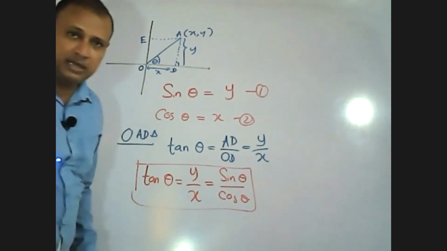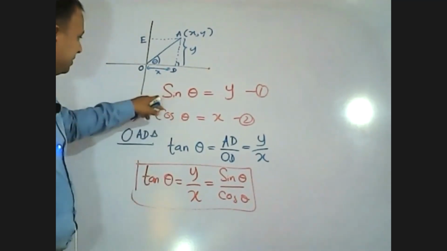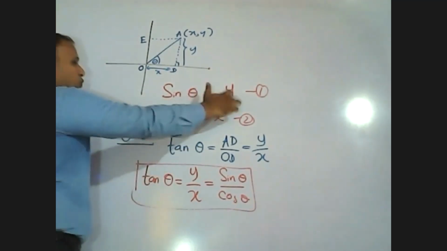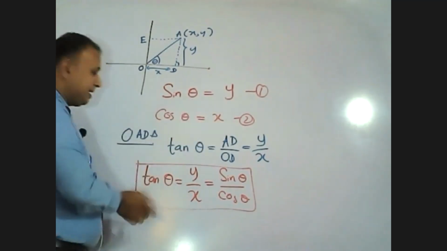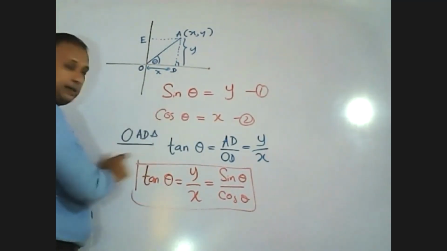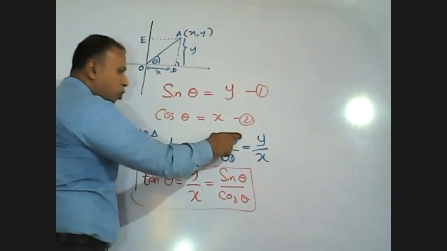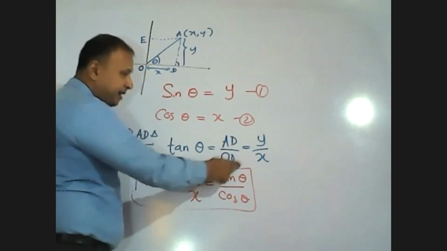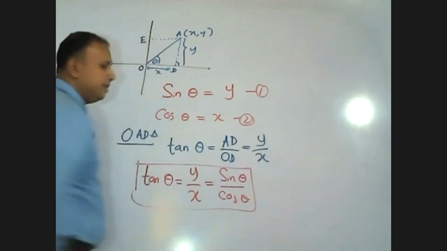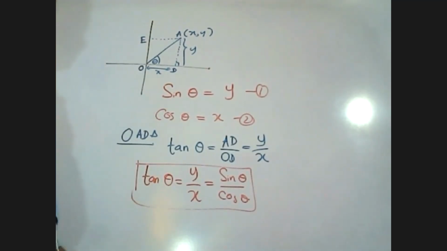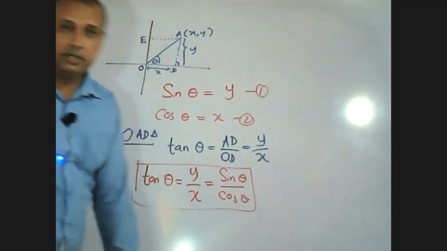You can actually use your previous diagram and write this one. Sin theta is Y, cos theta is X. And according to this triangle, tan theta is equal to opposite side over adjacent side. That means Y over X. Y over X means sin theta over cos theta.